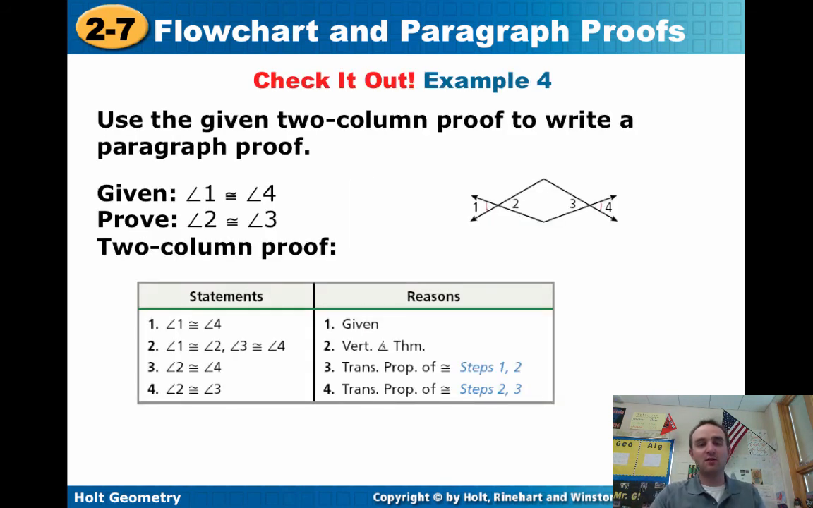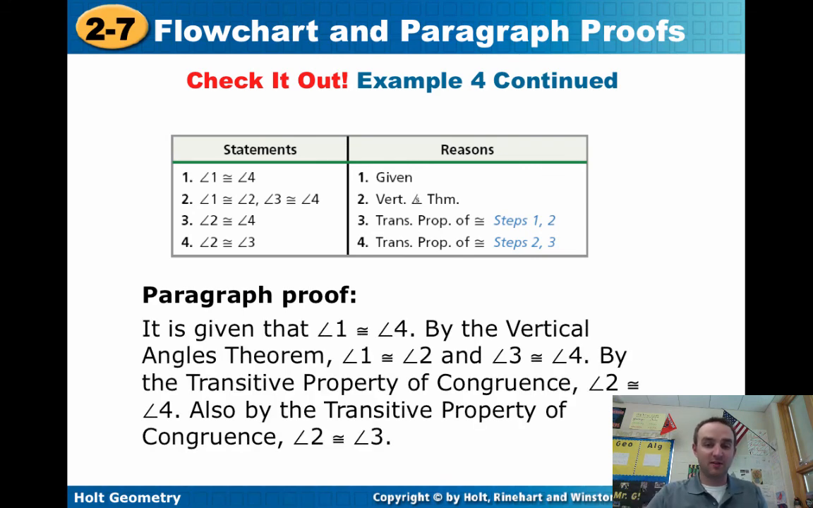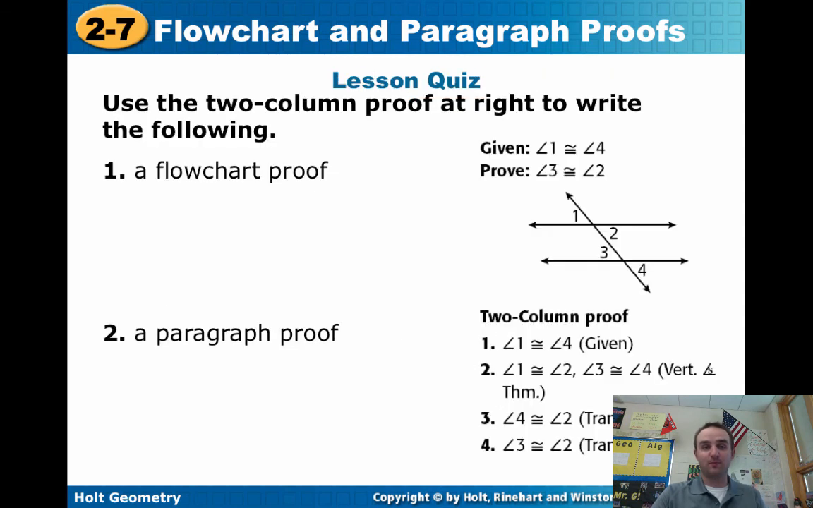You can try it out if you want. Otherwise, just take a look at this. It's given, vertical angles, transitive property. Let's take a look at the end result here. It is given that 1 is 4. By vertical angles theorem, that's step 2. By the transitive property of congruence, there's step 3. Also by the transitive property of congruence, there's step 4. So you can see 4 specific sentences, 4 specific steps. That's all a paragraph proof is.